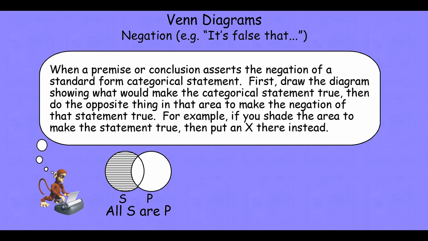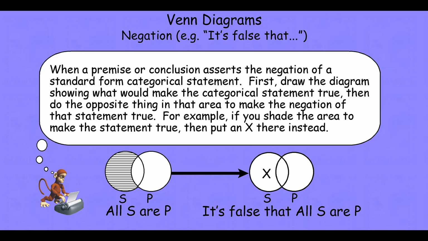If our premise or our conclusion says that universal statement is false, then we just make sure that that can't happen. So it's false that all S are P. We can diagram that on our Venn diagram by putting an X in that S and only S area, guaranteeing that it's not the case that everything that is an S is a P.